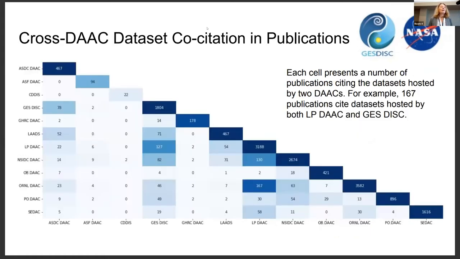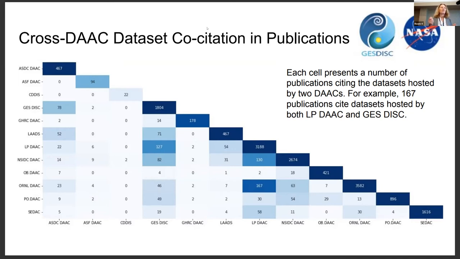And this is a heat map of co-citations of the datasets and the publications. We have 12 DAACs, and each DAC is responsible for one or several disciplines. And then we find papers that cite datasets from various DAACs. There can be two, three, or four DAACs whose datasets are cited in a single paper.